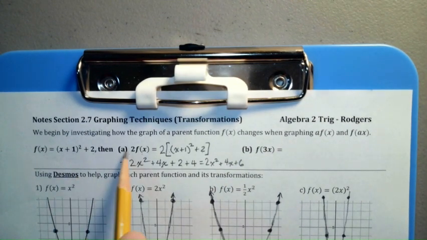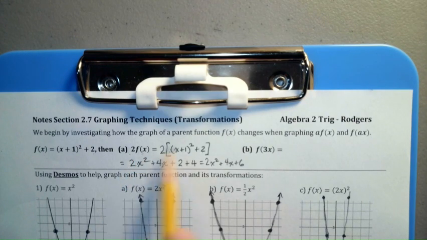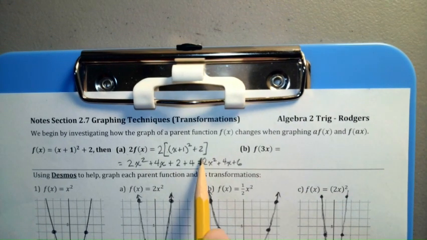So when we have 2 times f of x, or we'll say 2f of x, we'll distribute the 2 to the entire thing, right? That 2 is sort of outside the function, and we would distribute it in, all right? And so this is our result here.